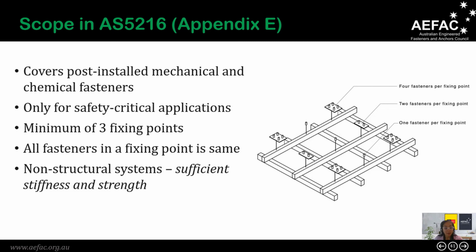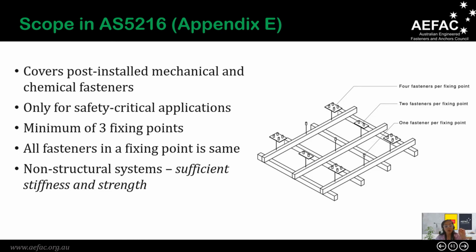There is a requirement of a minimum of 3 fixing points. As you can see in this diagram here, these are the number of fixing points available for this system. So there needs to be a minimum of 3 fixing points in order for it to be a redundant system, because if you only have 2, then failure of one may result in the system failure.